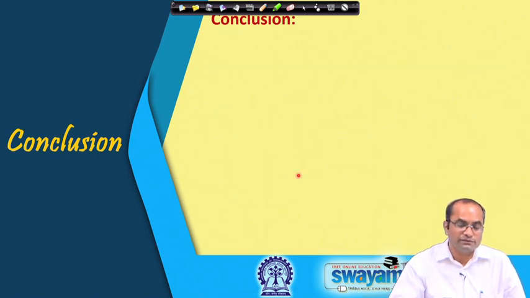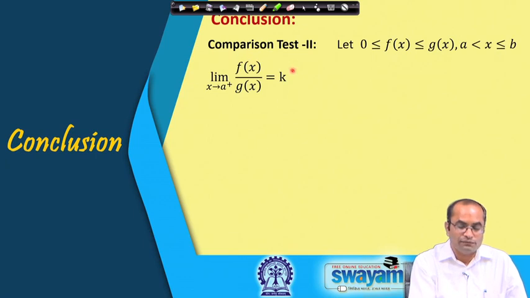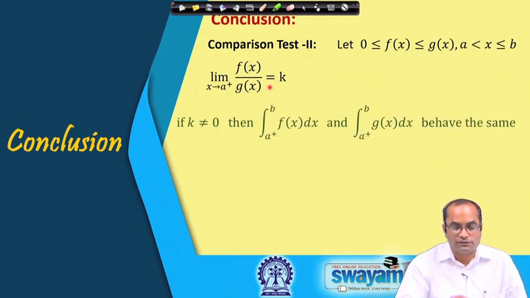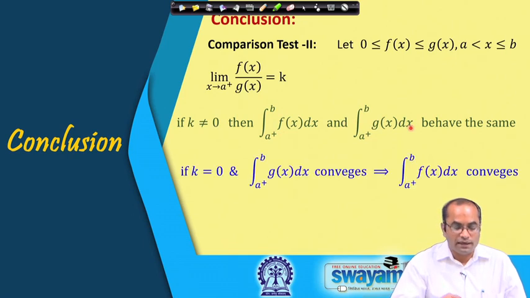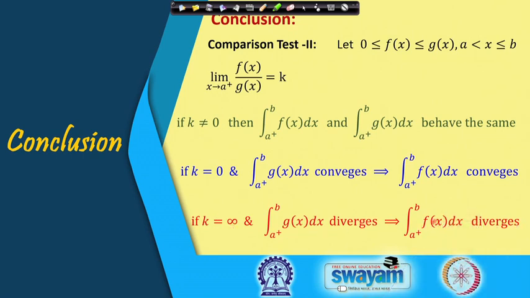So, we have this comparison test and another, comparison test 2, which was also very important and very useful, where we take another function g and compute this limit, and based on this number k we can conclude the convergence. If k is not equal to 0, both the integrals behave the same. If k is equal to 0 and the g integral converges, then f will also converge. If k is infinity, which implies that g diverges, then f will also diverge. So, this was comparison test 2.